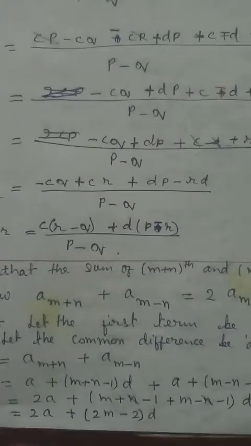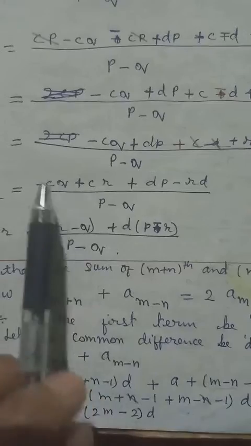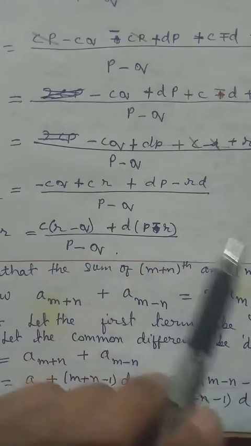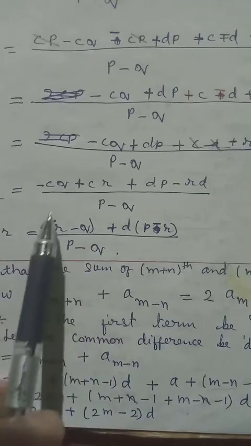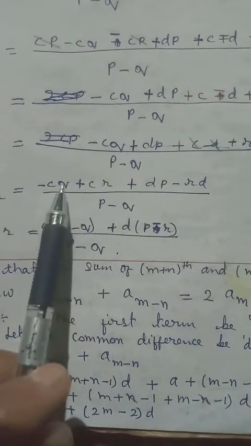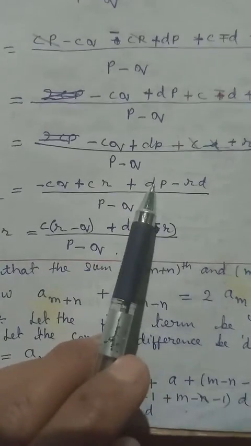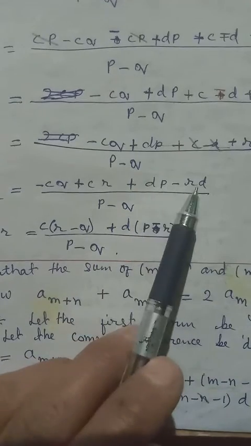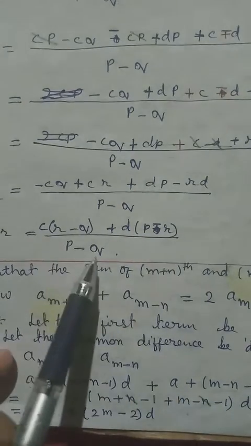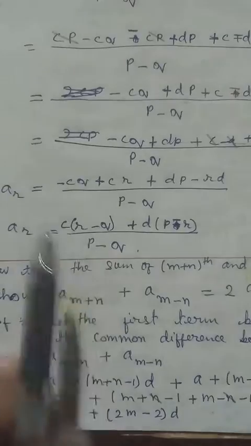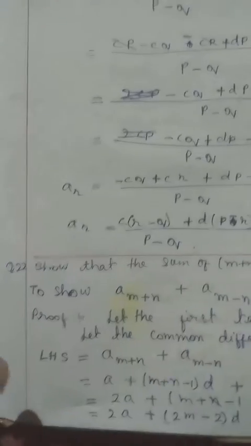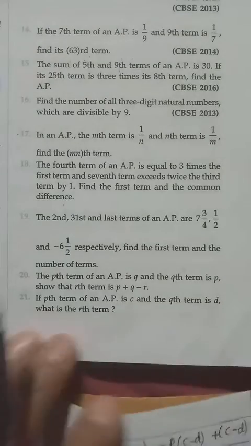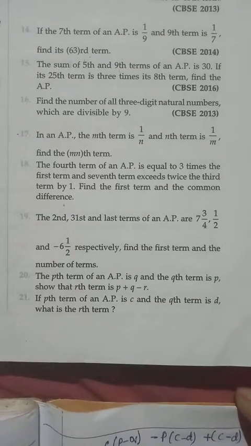We write the remaining terms. Here we can see QR and here we have PR. If we take common C, we are left with R minus Q. Then if we take common D, then P minus R. Down it remains P minus Q. We cannot do anything more, so this is the value of AR. We will move on to the next question, number 22.